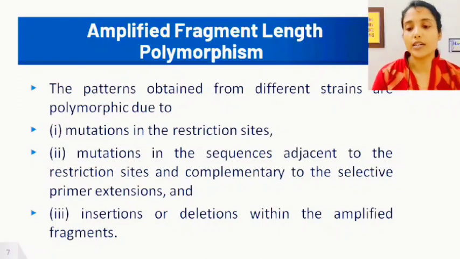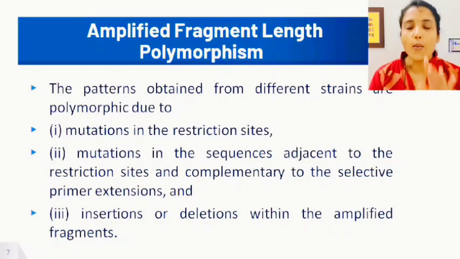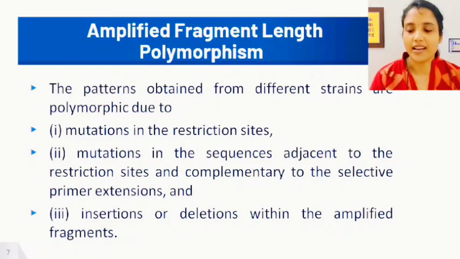Then insertions or deletions within the amplified fragments. We discussed that. So I'm just trying to put concisely what causes polymorphisms and what we are actually trying to study. We saw what AFLP is and the reasons why there could be polymorphisms, that is, when we are studying the differences, what could be giving rise to those differences.